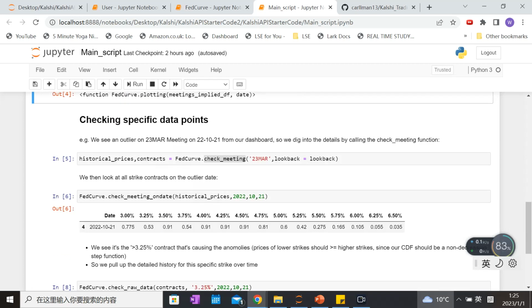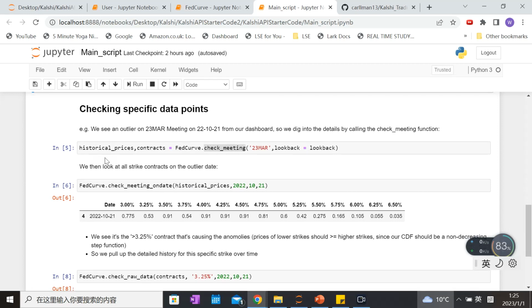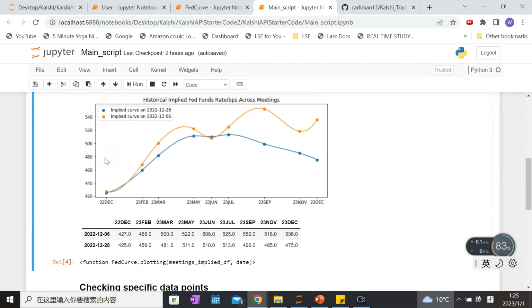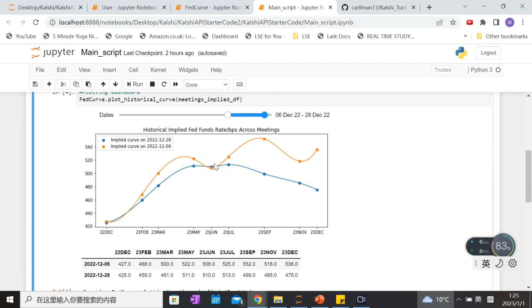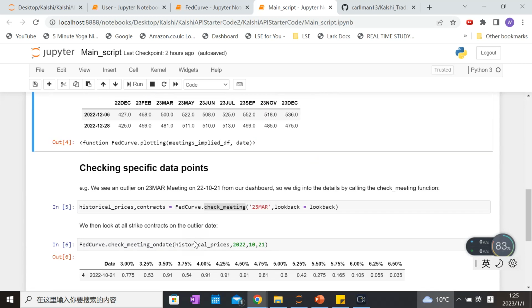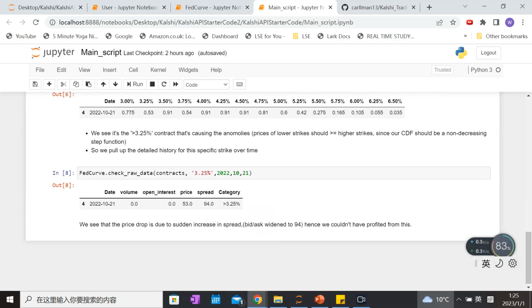Here these functions are for checking specific data points. So when you see a kink, why is it happening? You can run these functions and input the values.